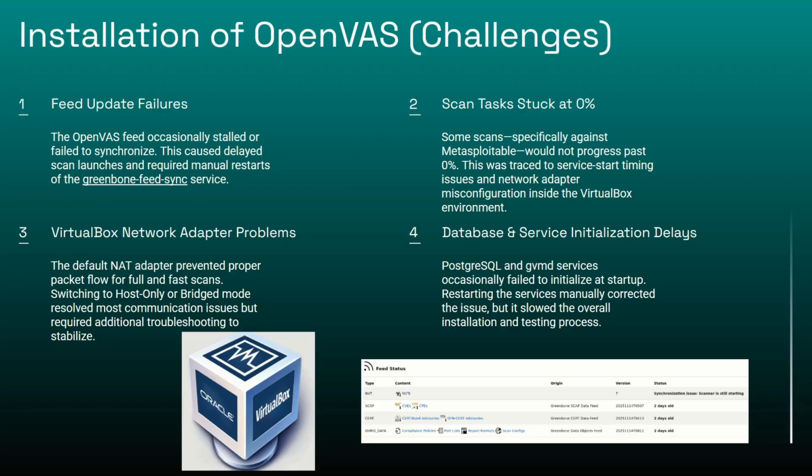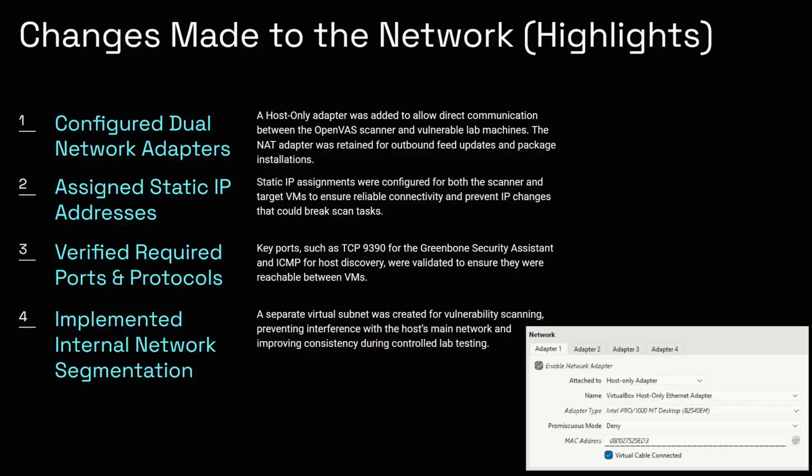There were also occasional service installation delays. PostgreSQL and the Greenbone Manager sometimes failed to start automatically and required manual restarts. These delays slowed the installation but didn't prevent completion. These installation challenges set the stage for the next major part of the project, which was the network changes needed to stabilize the environment. Which brings us to the second portion of today's presentation, the changes made to the network.